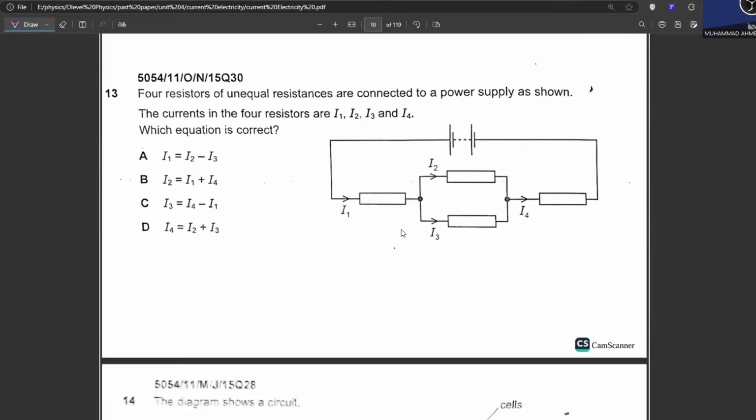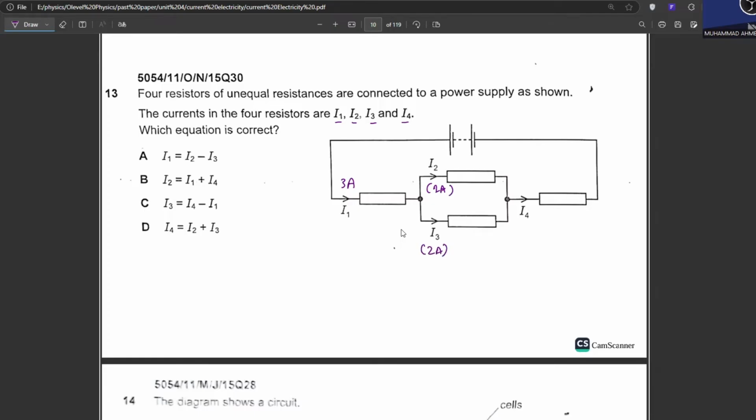Let's see this. 4 resistors of unequal resistances are connected to a power supply as shown. The currents in the 4 resistors are I1, I2, I3 and I4. Which equation is correct? For this, you need to understand how a parallel connection works. Let's say initially this current I1 is 3 ampere. I am just giving numerical values to make it simpler. It will first of all get divided into two halves, I2 and I3. Let's say this will have 1 ampere. Let's say this will have 2 ampere.